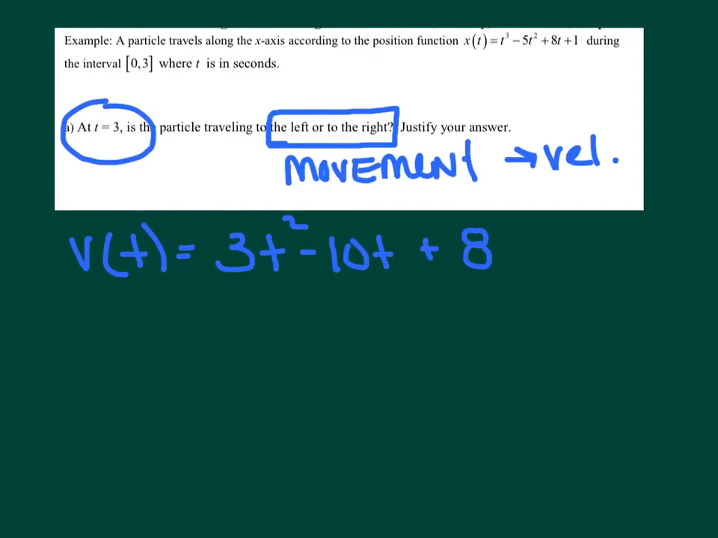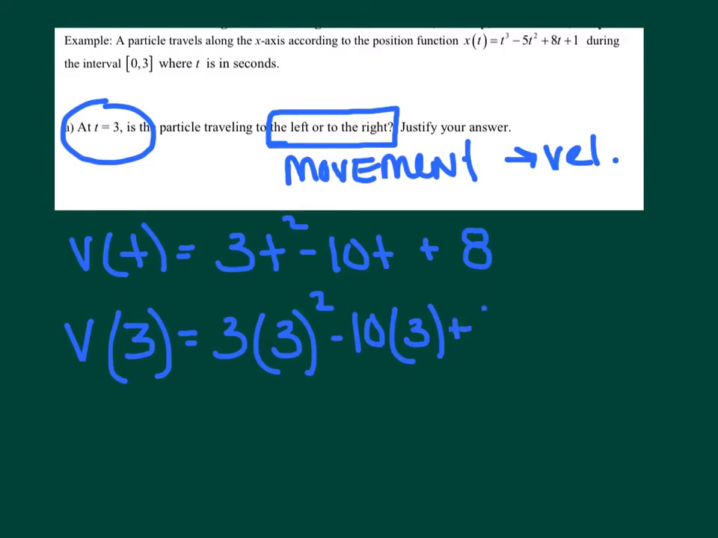So here's what your AP is looking for full credit. I need to show v of 3 equals, and then I need to evaluate this function: 3 squared minus 10 times 3 plus 8. And this is again typically non-calculator. So that's 9 times 3 is 27, minus 30 plus 8. That gets me a nice 5.